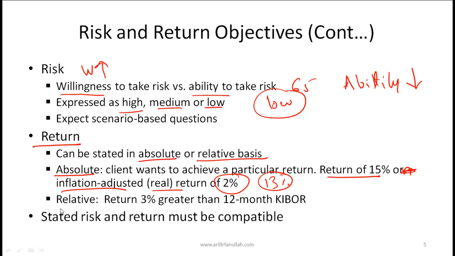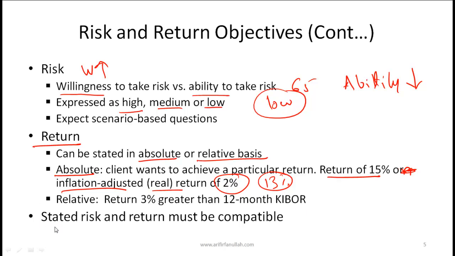Return can also be stated in relative terms. So if we say that our return should be greater than 12-month CIBOR, or 2% greater than 12-month LIBOR, then this is a relative return. Or we might say that our return should exceed the S&P 500. So anytime we are comparing with some sort of a benchmark, that would be an example of a relative return.